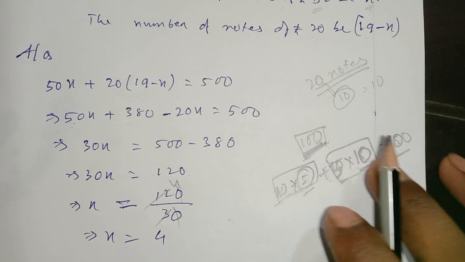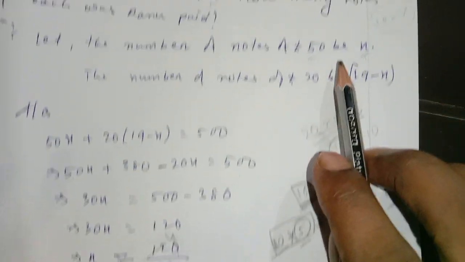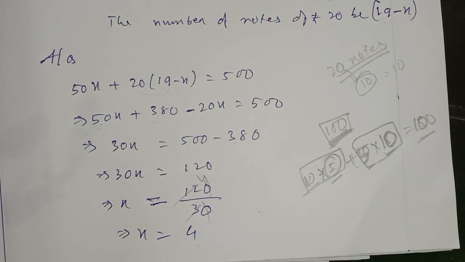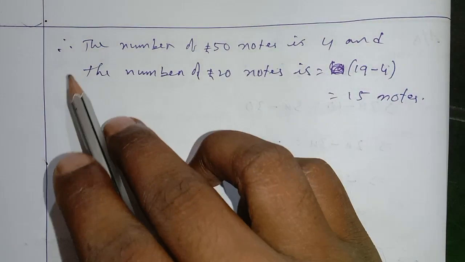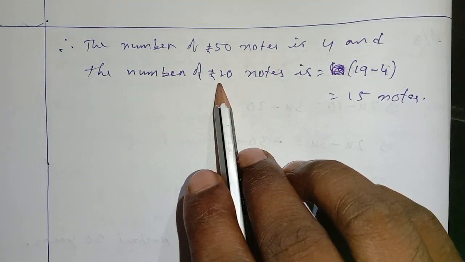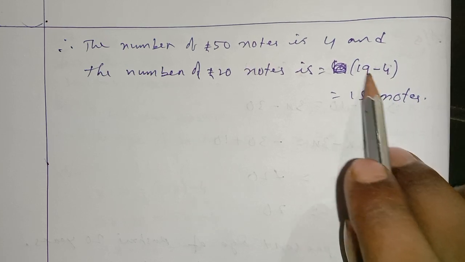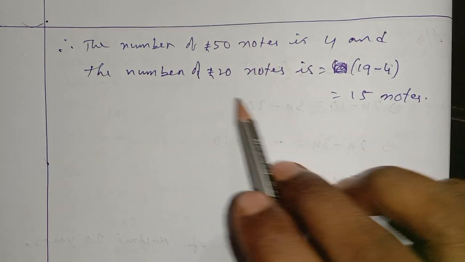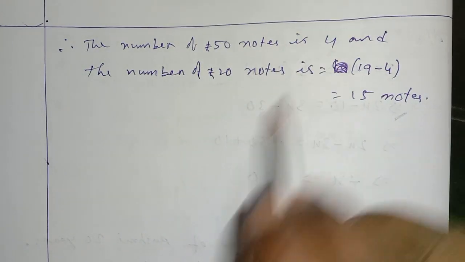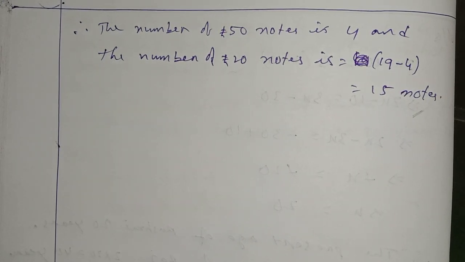So we have to find the numbers of 50 and 20 rupee notes. x means the number of 50 rupee notes, so the 50 rupee notes are 4. Now how many 20 rupee notes? Here it is written: therefore the number of rupees 50 notes is 4 and the number of rupees 20 notes is 19 minus x, where x is 4. Then 19 minus 4 is 15 notes. So for 20 rupees, 15 notes, and for 50 rupees, 4 notes.